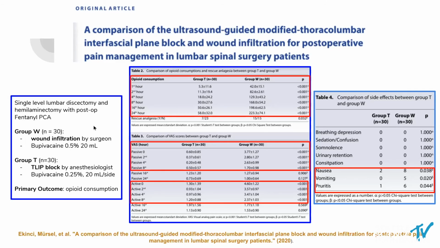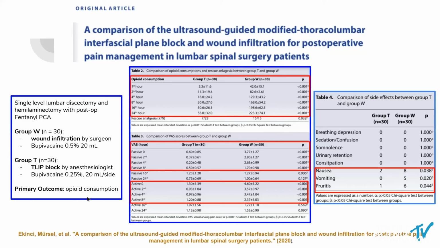So this is also a study published from Turkey. They were looking at single-level discectomies or hemilaminectomies, and all of the patients were started on postoperative PCAs. The wound infiltration group had bupivacaine 0.5%, 20 cc's injected by the surgeon. The block group, the Tlip group, had Tlip blocks performed by their anesthesiologists using 0.25% Marcaine.